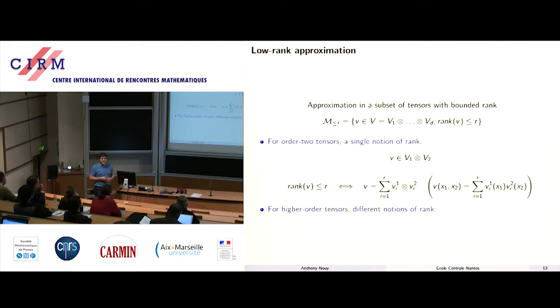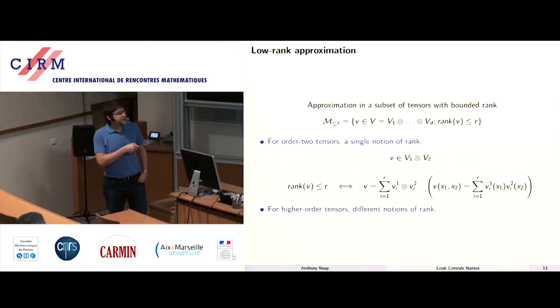So now, what is low-rank approximation? It's simply this: my multivariate function, I will try to approximate it by a low-rank function, an element in this set of functions with a rank bounded by R. For order-two tensors, there is a unique definition of the rank, no ambiguity. An element will be of rank bounded by R if it can be written as a sum of R elementary tensor products like this. In terms of functions, a bivariate function will be the sum of R products of univariate functions like this.